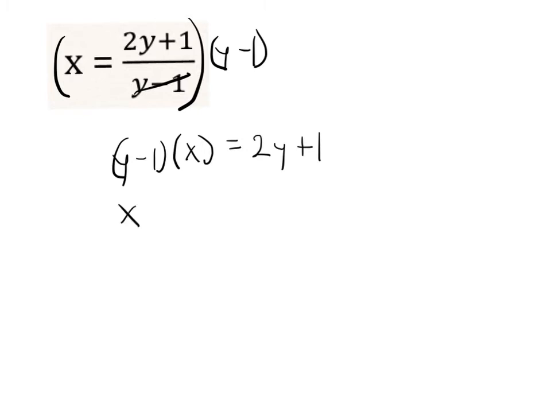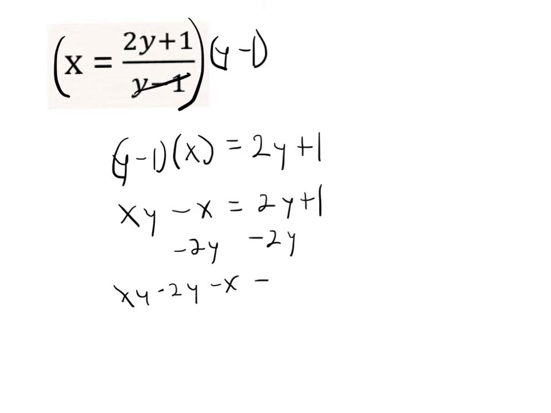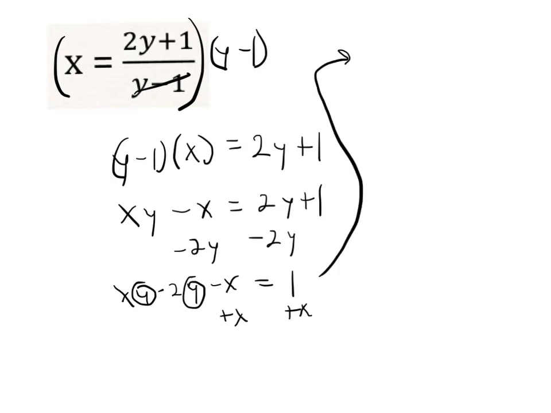I end up with xy minus x equals 2y plus 1. Now I'm going to subtract 2y over, and I'm going to add x over. So first things first, xy minus 2y minus x equals 1. And then I'm going to add x to both sides. What I'm doing is trying to solve for y, so I'm moving all things involving y to one side and all things that don't have a y to the other. So we can bring this up here and say we have xy minus 2y equals x plus 1.